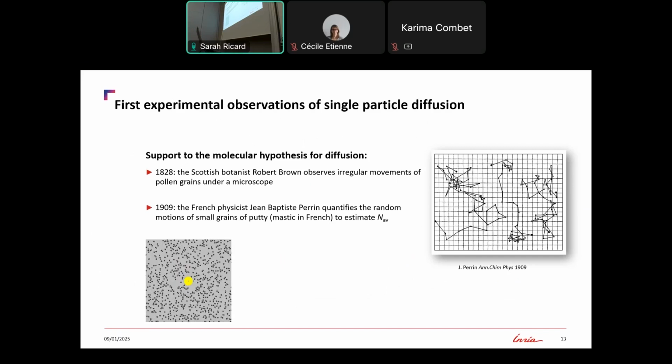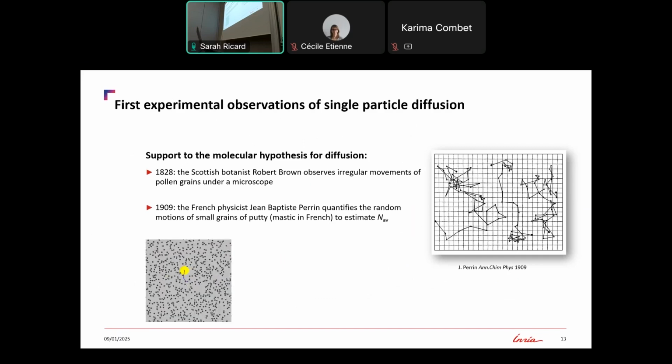But the first really precise experimental measurement of that was done in 1909 by a French physicist called Jean-Baptiste Perrin. He didn't look at pollen grains, he looked at putty, that is mastic in French. And at the time it was nice because you could control easily the radius of the putty grains. This is an example of an extract of his paper. He really looked at the trajectory of the grains, and with a grid, he could really quantify the motion, how much the grains move, and so on.